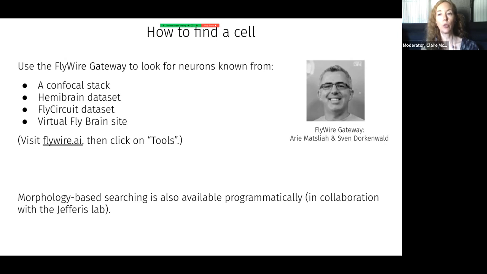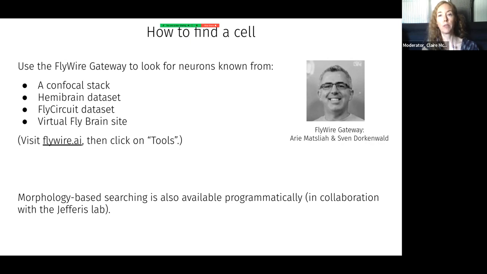We now have a tool called the FlyWire Gateway, with thanks to Ari and Sven in the Murthy and Sung labs, that will help you take any one of these neurons and create a point cloud. Then you can use that to click cells near that point cloud within FlyWire to try to find a match.